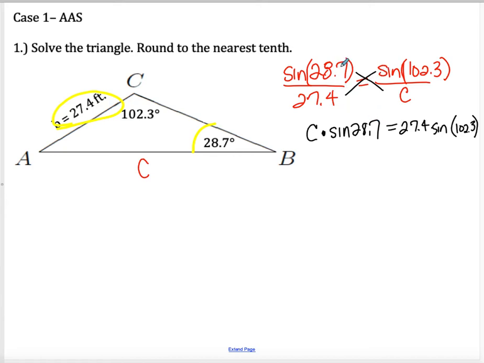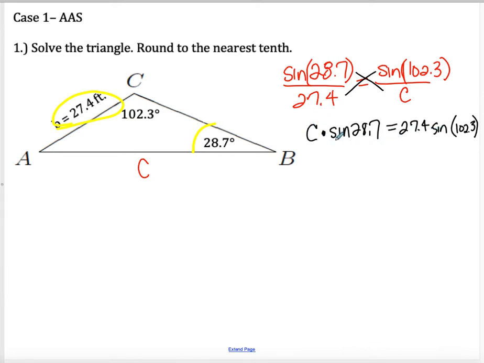Now when I write my cross products times each other, I put these numbers out front. So C times sine of 28.7 equals 27.4 times sine of 102.3. Does everyone understand where I got that? That black line of text right there. I set cross products equal to each other. Now, I need to get C by itself. We haven't touched the calculator yet because we don't want to round any answers until we type this all in once we get the variable by itself.